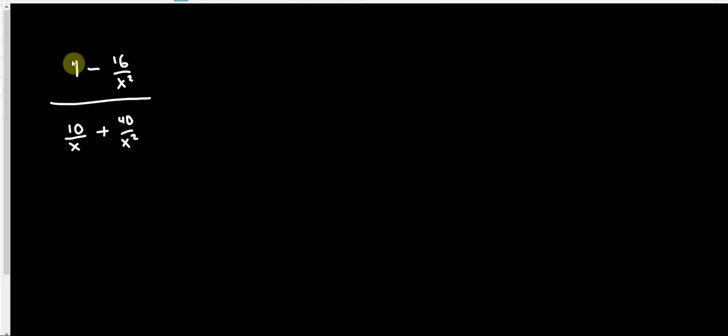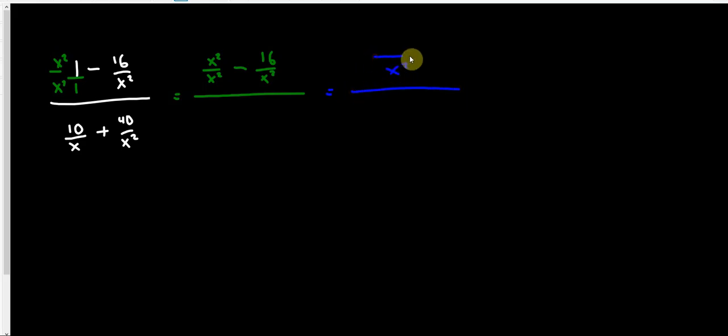Well, this one's weird. It's not a fraction, but I could add a 1 on the bottom to make it a fraction. We could always do that. But this has a 1, this has an x squared, so this is going to need an x squared. If I multiply the bottom by x squared, I got to multiply the top by x squared. And let's see what we have now. We will have x squared over x squared minus 16 over x squared. Thankfully, they have the same denominator, so I can combine them. That I will get x squared on the bottom, and I will have x squared minus 16 on top. Okay, so that's just last time's lesson right there.